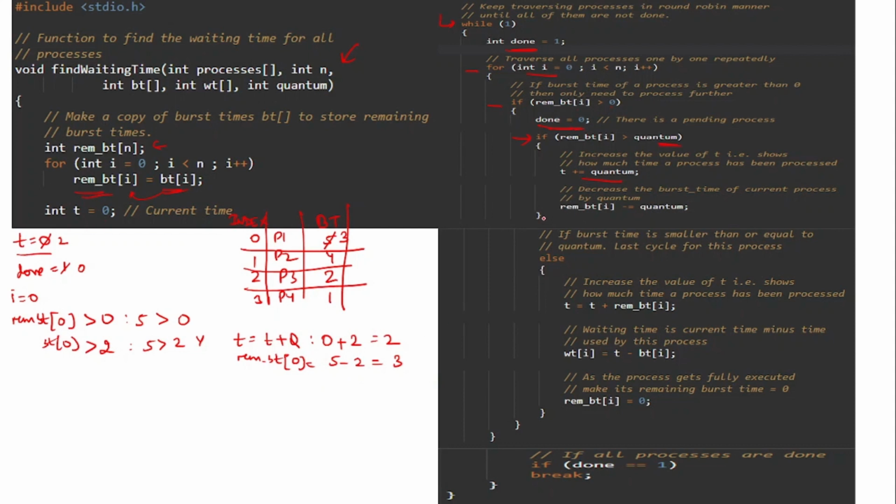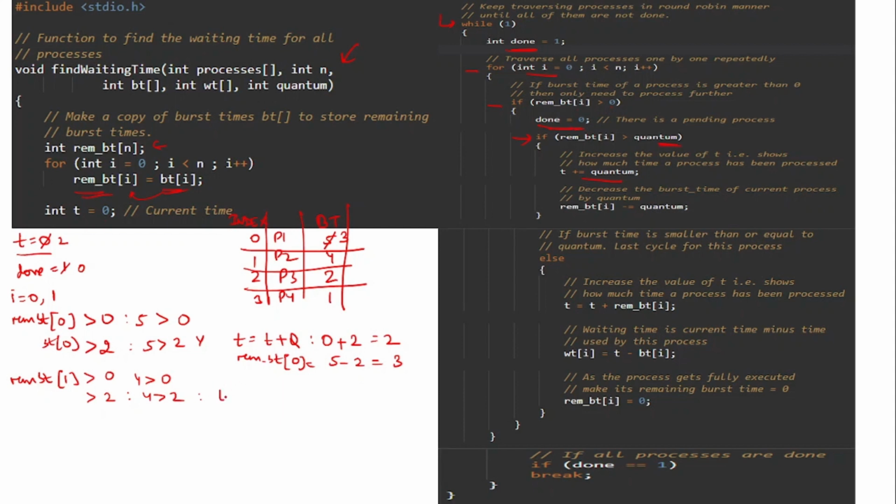Now this loop is finished. So obviously if executed, else will not execute. Now I again increment the value of I to 1. Again same thing happens: if burst time of one process is greater than 0. So yes, 4 is obviously greater than 0. So I check whether the remaining burst time is greater than 2. Yes, 4 is obviously greater than 2.